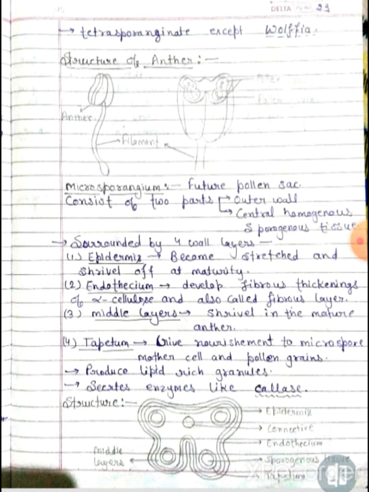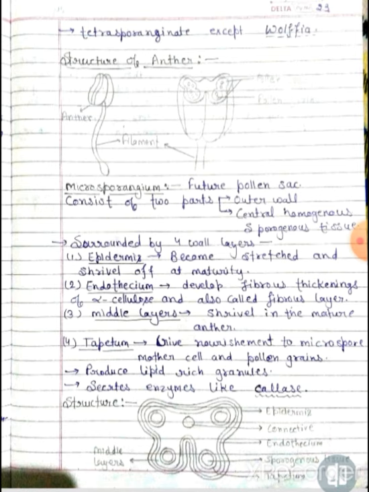Now after that, here is a labeled diagram of an anther. Try to understand the parts that are given: the pollen sac, pollen grains, and the filament and anther. These are totally understandable and clearly visible.